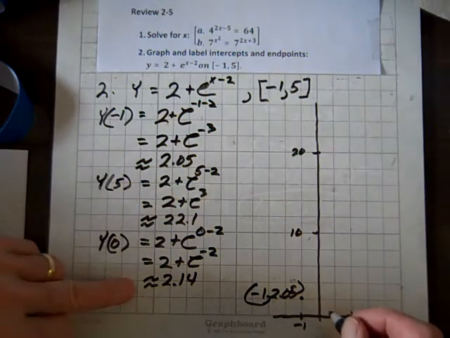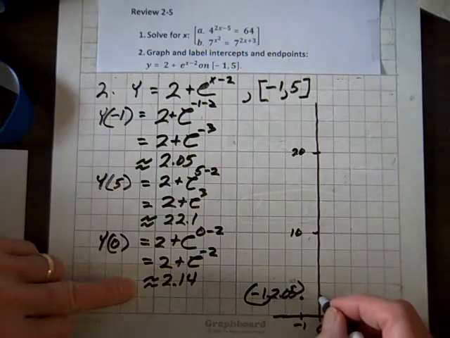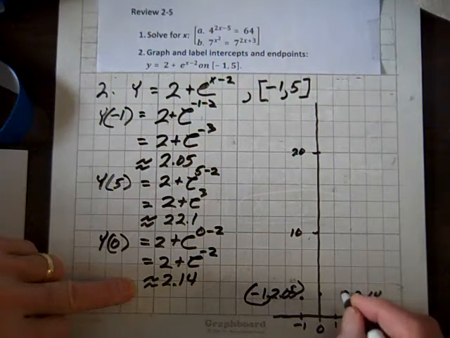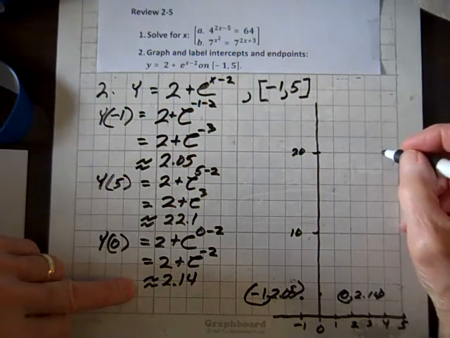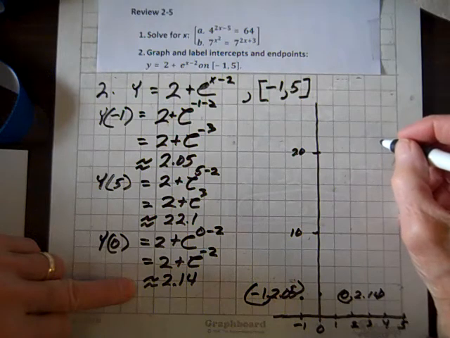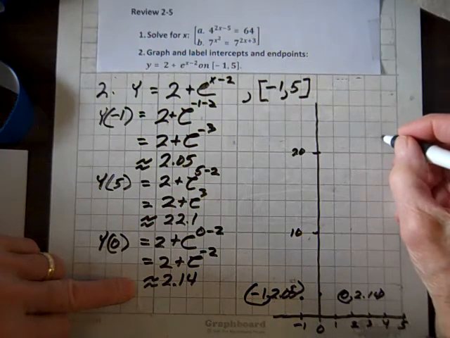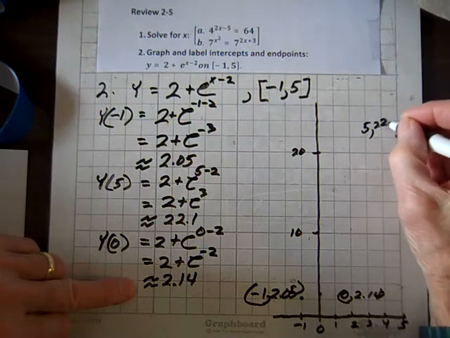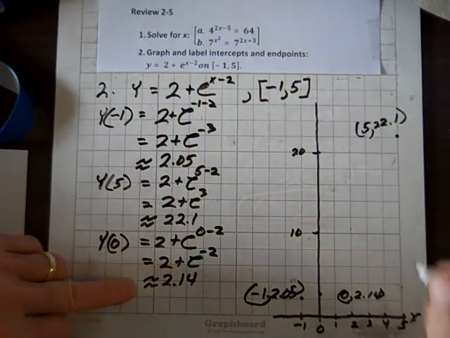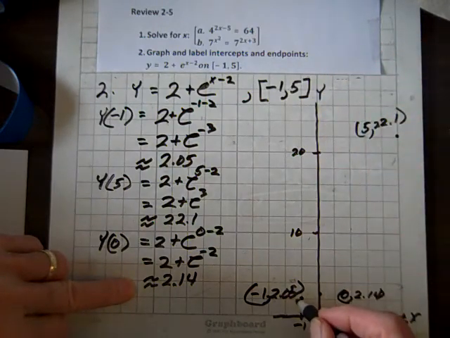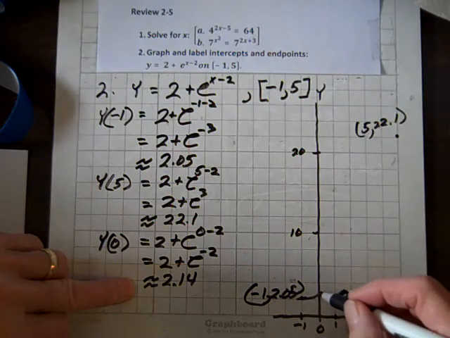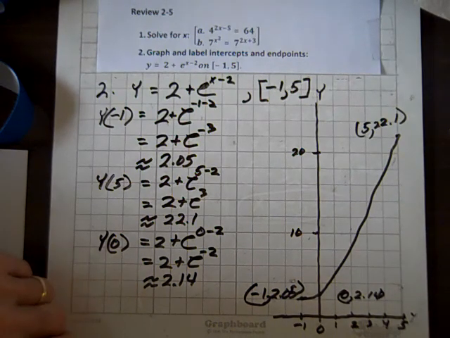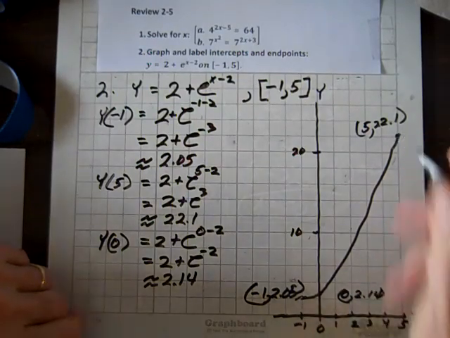And at 0, we're going to be at 2.14. Okay, 0 and 2.14. And at 5, we're going to be at 22.1. Okay, about right there. Okay, 5 and 22.1. This is x and y. So now let's draw the graph. And there, we've got it. And we've labeled the endpoints and the y-intercept.